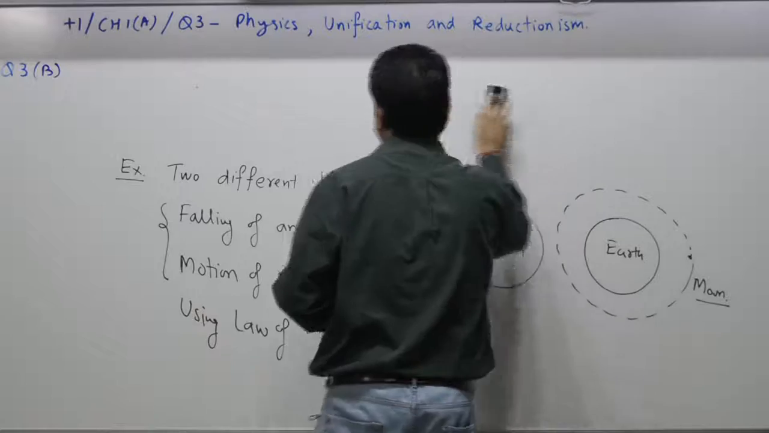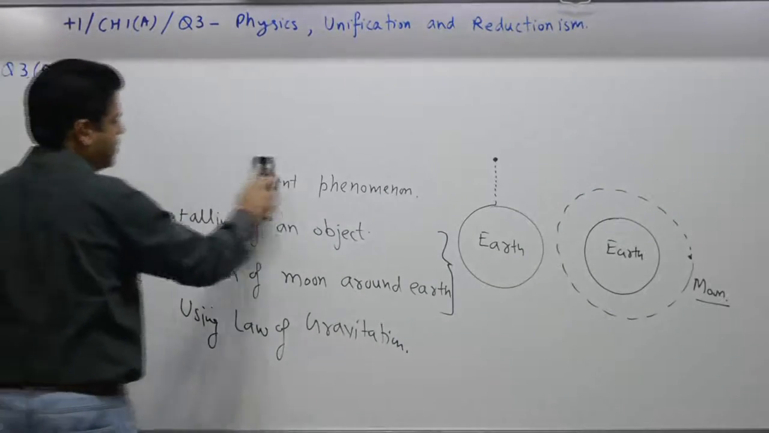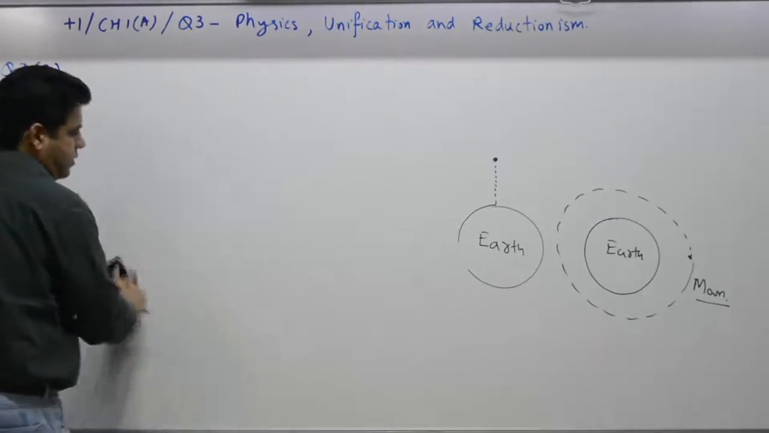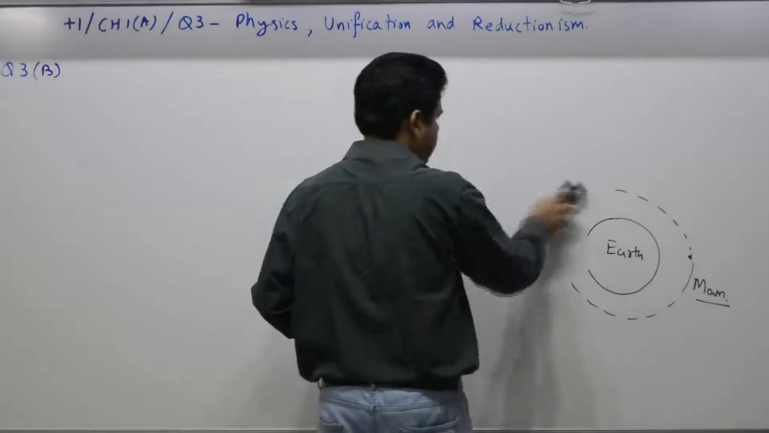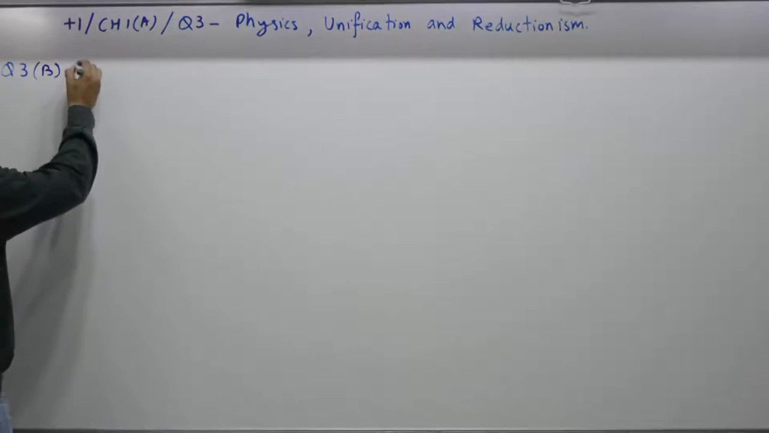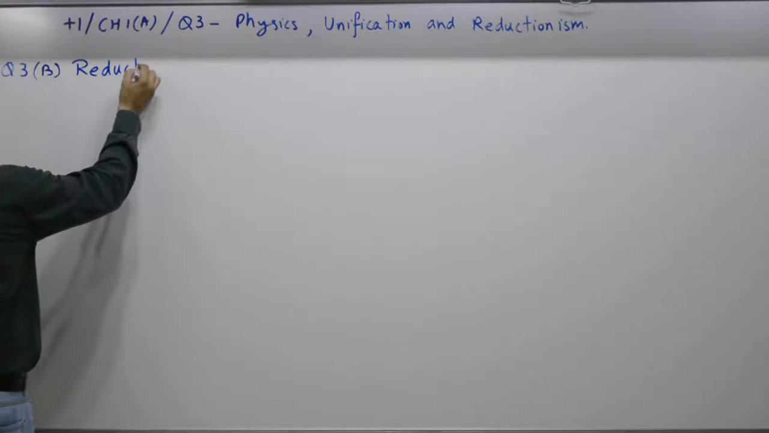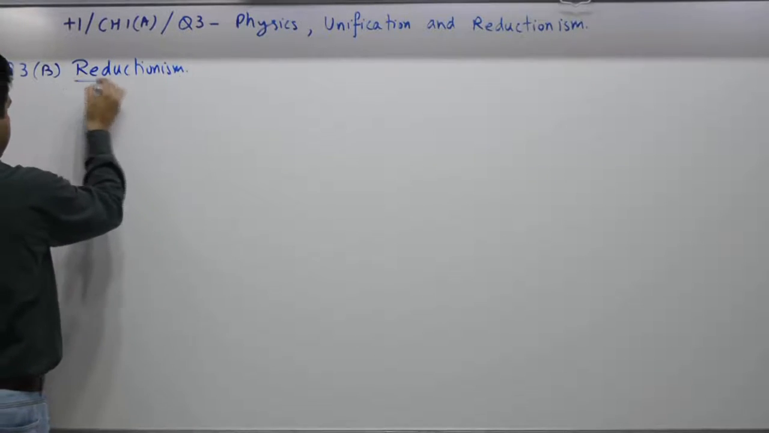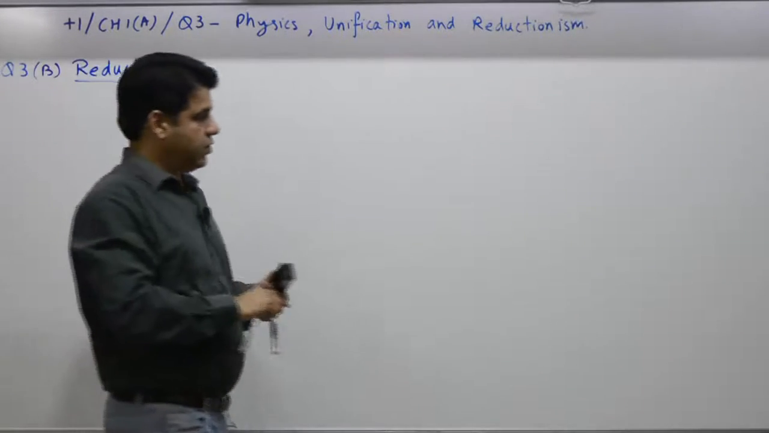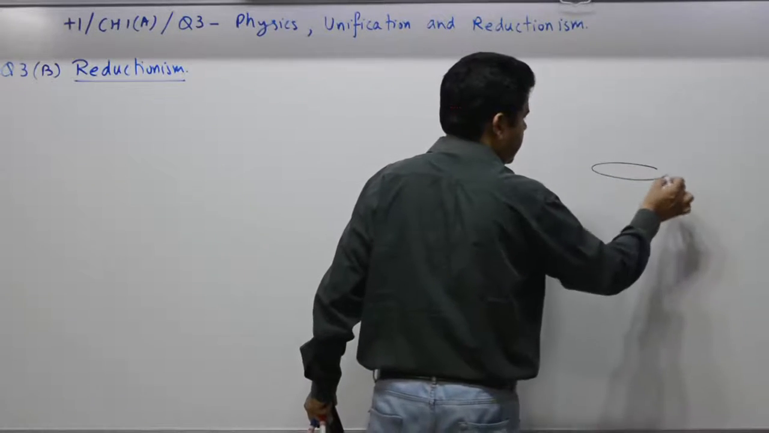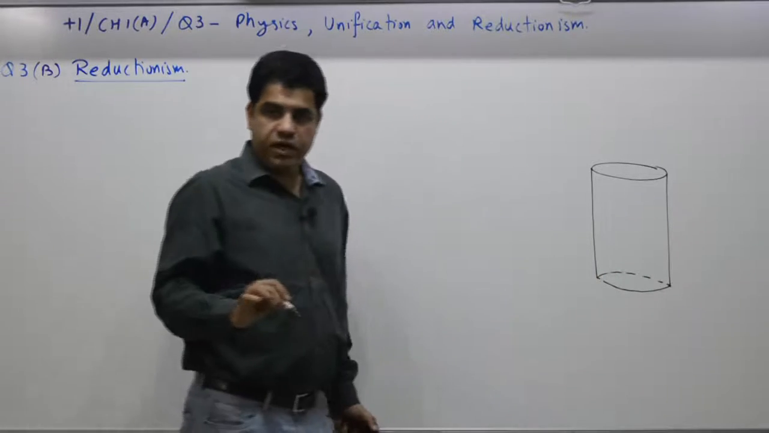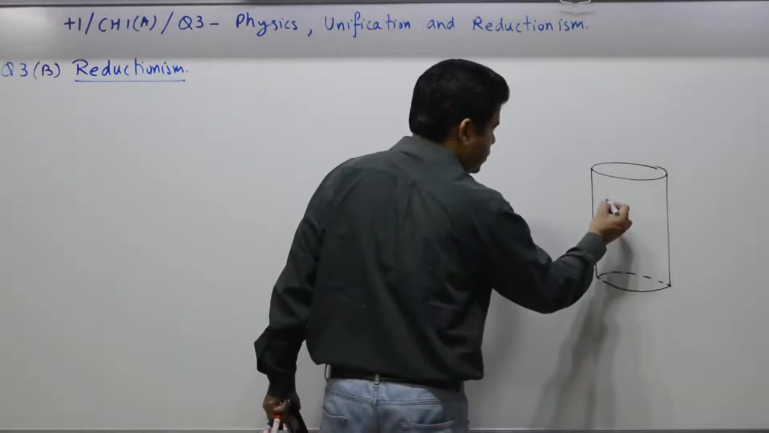Second part of question number 3b is reductionism. Yes, reductionism is: you explain a property of a system by using the properties of its constituents.